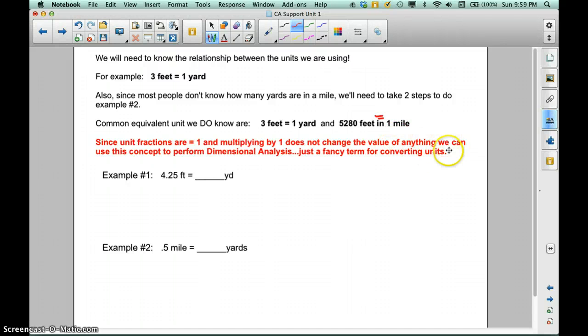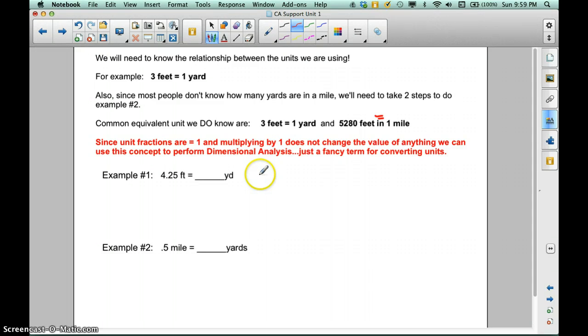So here in red is the important gist of the whole thing. Since unit fractions are equal to 1, and since multiplying by 1 doesn't change the value of anything, we can use those two things to perform dimensional analysis. And this is just a fancy term for converting units. Boy, you'll impress everybody when you say, I can use dimensional analysis.